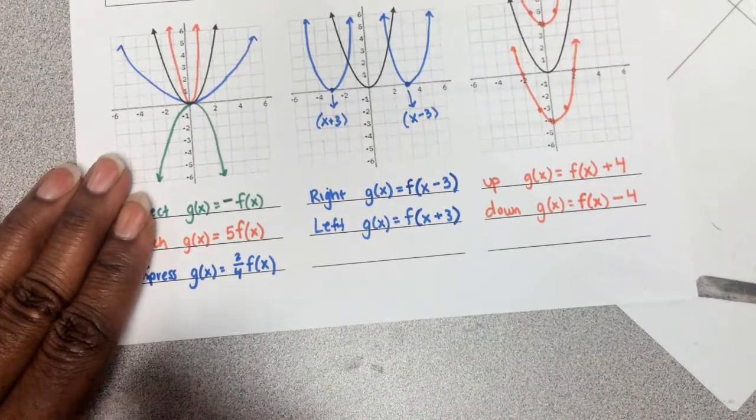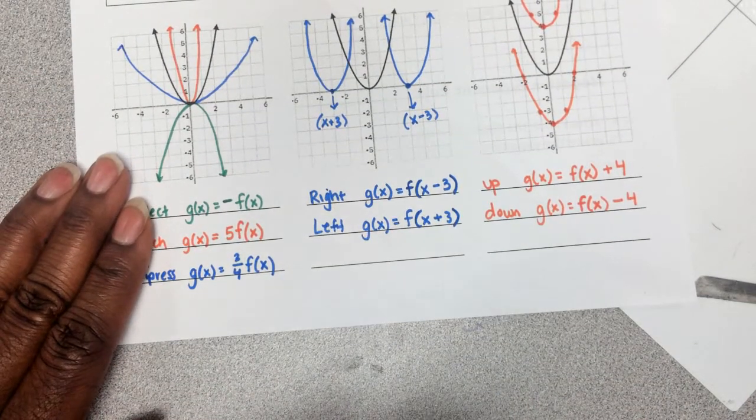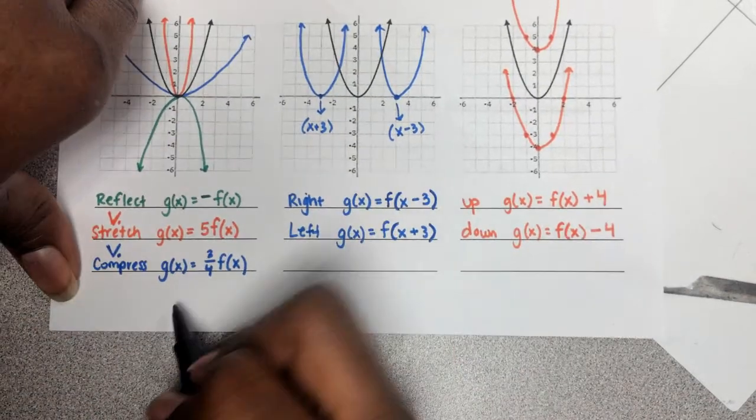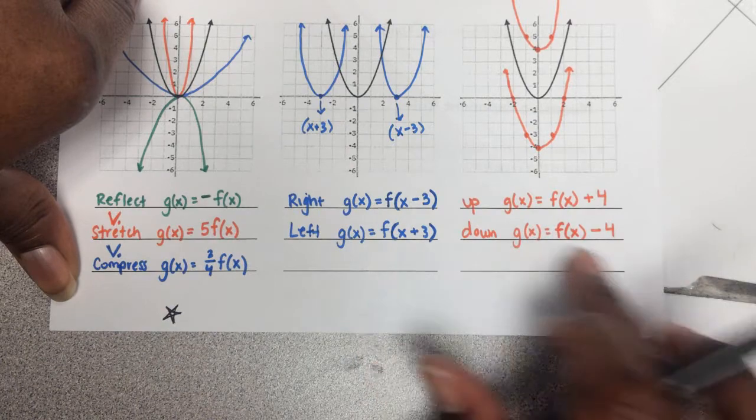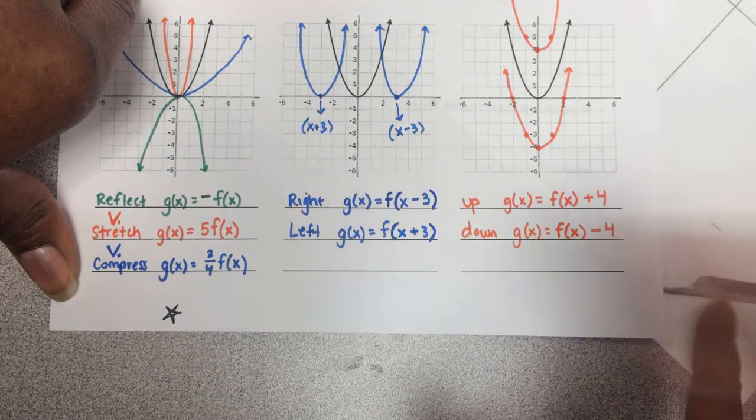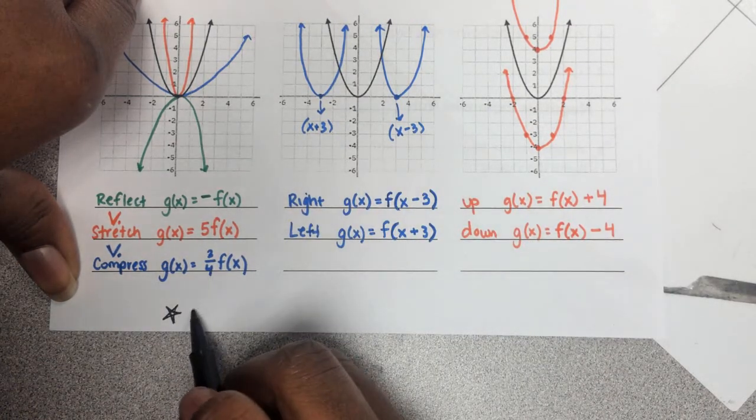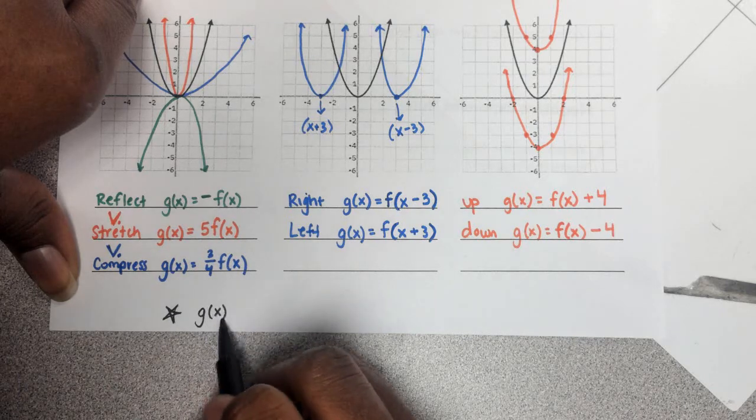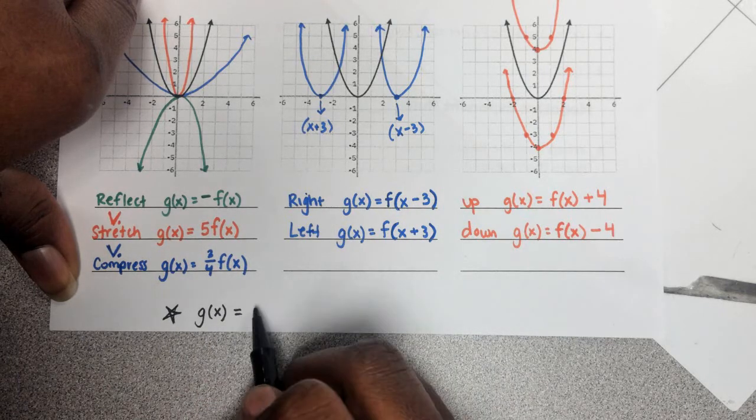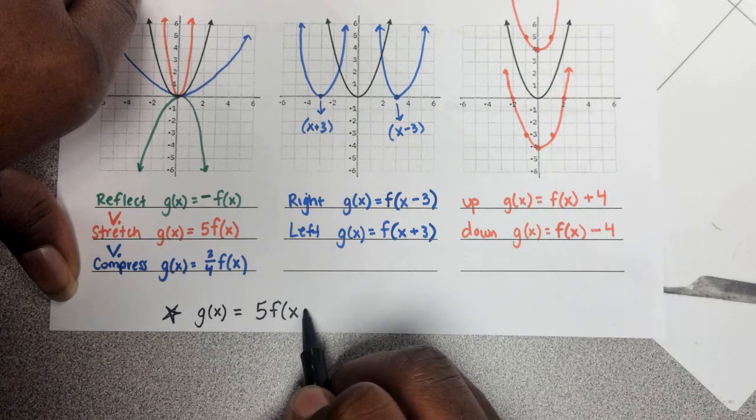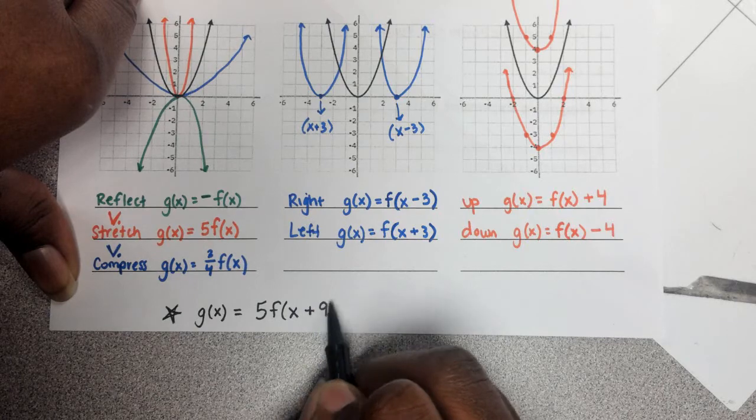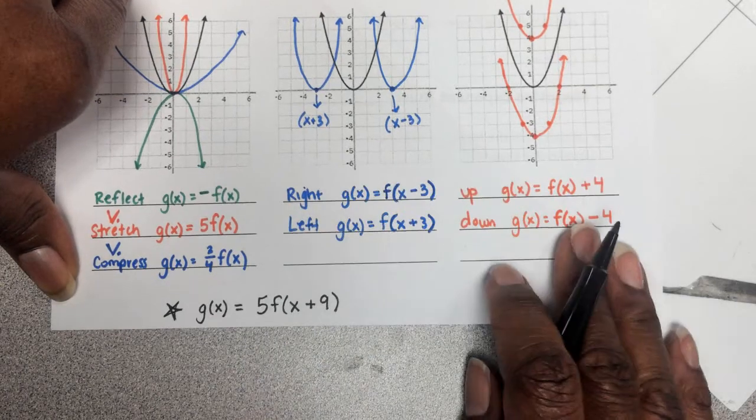Okay. Also, for a side note, I'm just about done with the transformations here, but on the STAAR, they like to mix two of these transformations. They're going to take two and mix them together. So they're going to do something like this. They're going to say, let's just say we put 5 f(x + 9). They're mixing two things together.